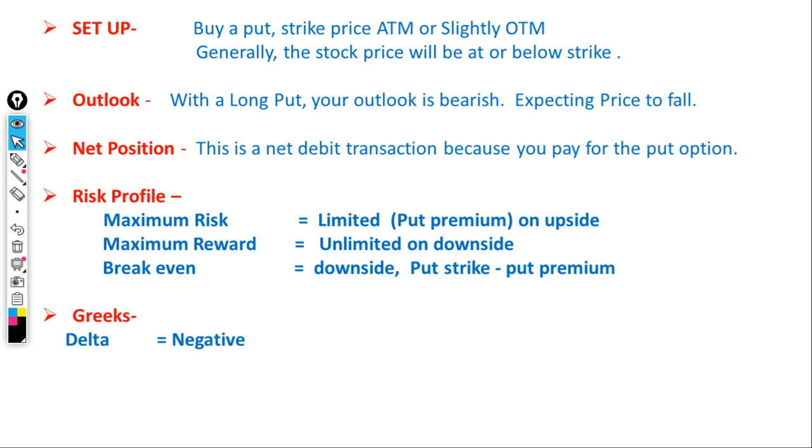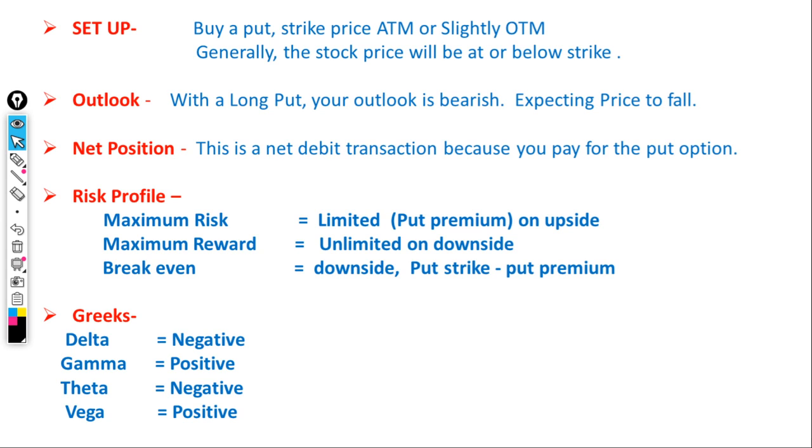Greeks: delta is negative because you buy a put option. Gamma is positive because you are long an option. Theta is negative, which means with the passage of time your position will lose value. Vega is positive, which means with rising implied volatility your position will gain value, and with falling implied volatility your position will lose value.